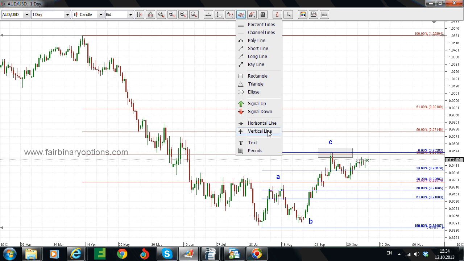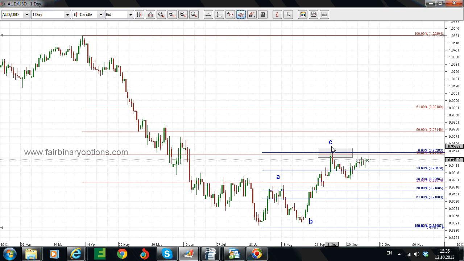Why 61.8? Because we have an ABC as a flat here to the upside, three ways. It means that the corrective move, if it comes with three ways, then it should retrace three ways for the same degree wave, and basically 61.8, which is 0.9108, is mandatory.